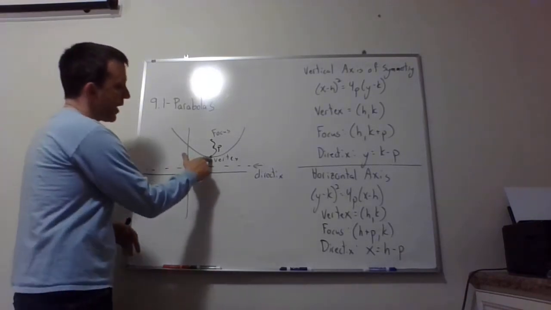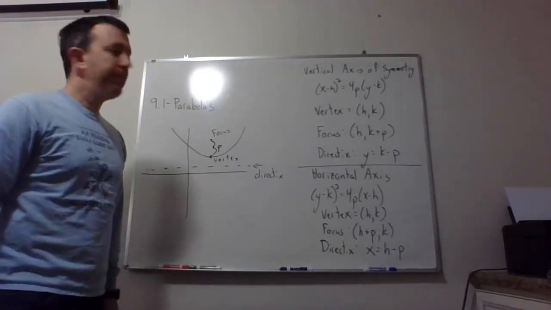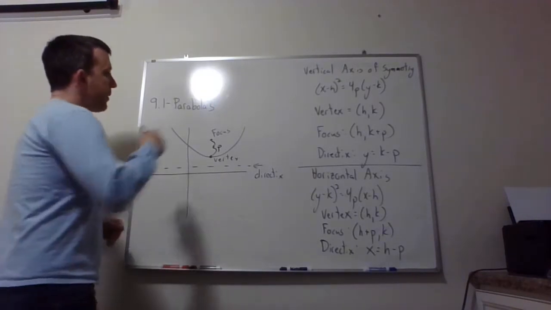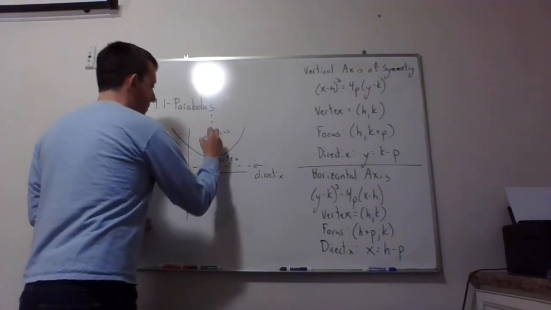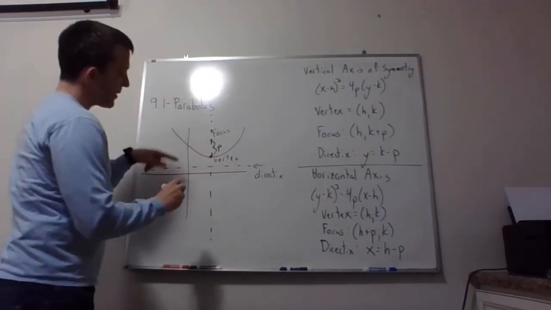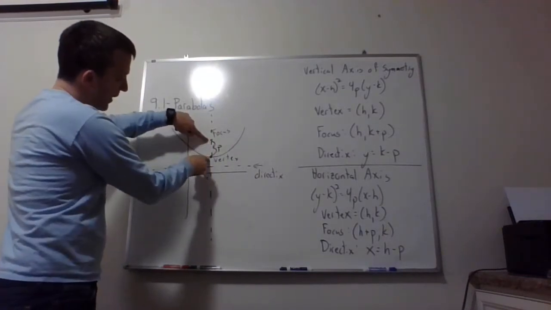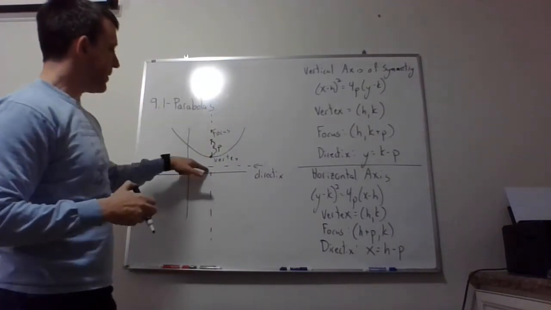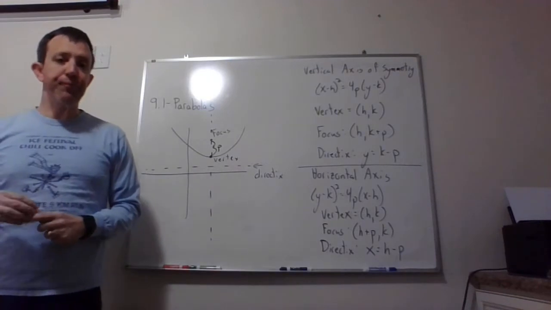So the vertex of the parabola is this point at the very bottom. And then we have what's called the axis of symmetry. The axis of symmetry runs through the focus and the vertex and ends up perpendicular to the directrix.